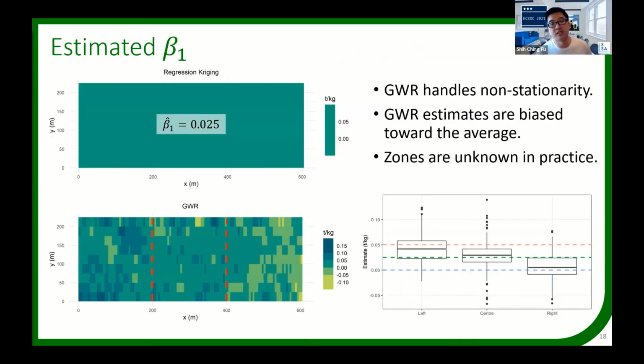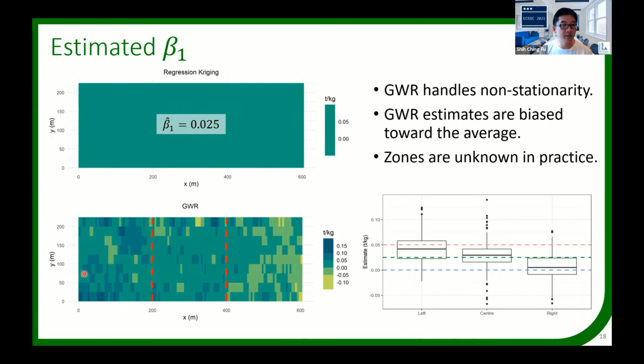So here are the results of this simulated experiment. As expected, the regression Kriging just provides a single global estimate because it doesn't allow for non-stationarity. And it unsurprisingly just gives us the average response across the whole field, which is 0.025 tons per kilo.